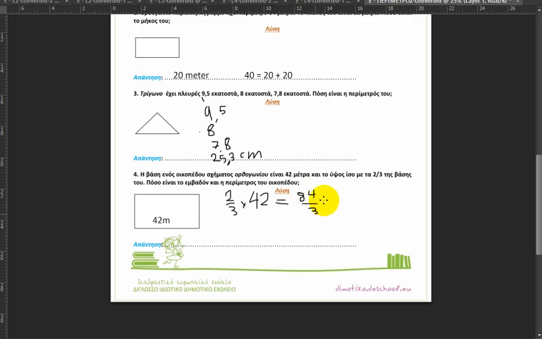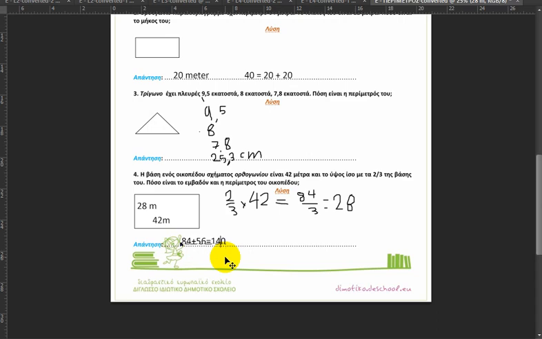And if I do that division, I would get 28. So this side, the small side, is 28 meters. And I want to find its perimeter and its area. Well, its perimeter is going to be 42 plus 42 plus 28 plus 28. 42 and 42 makes 84, plus 28 and 28 makes 56. And if I add these two together, I'm going to get 140.